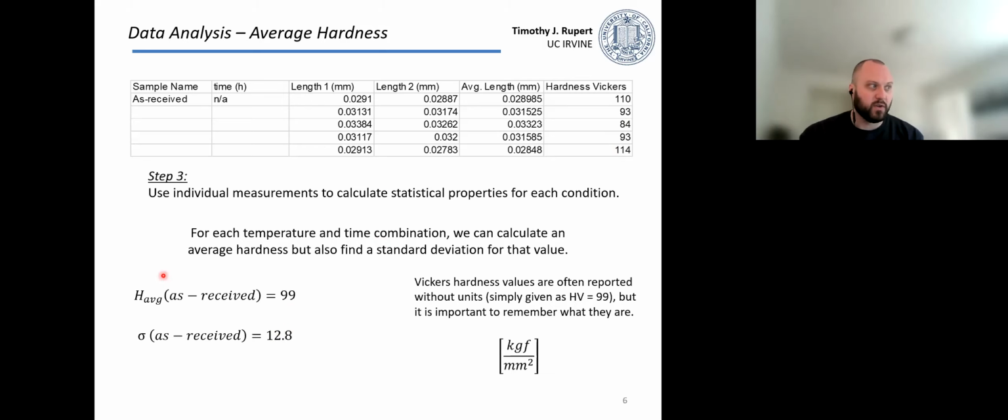And usually you'll see Vickers hardness values just reported as the number without the units. We're just doing a sanity check and remembering that these values technically have the units of kilograms force divided by millimeters squared. So if you hear somebody describe Vickers hardness without giving the units, they're implying these basic ones right there.